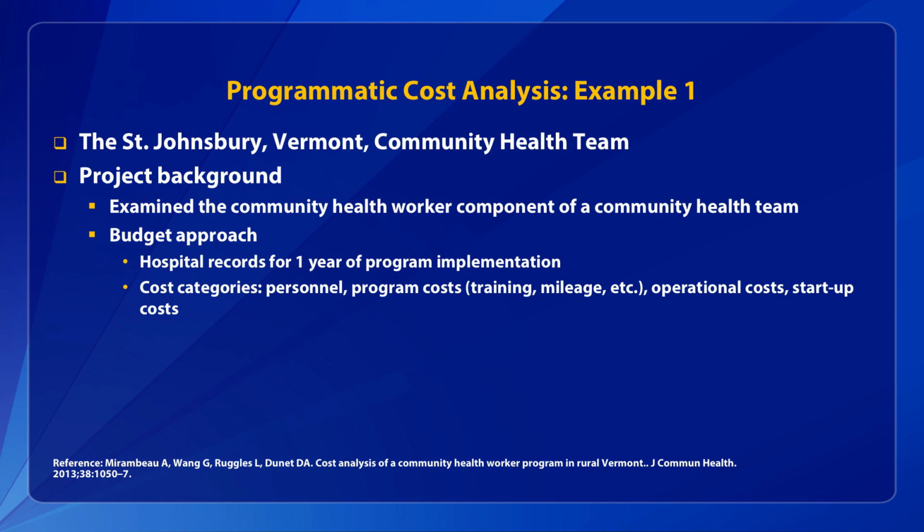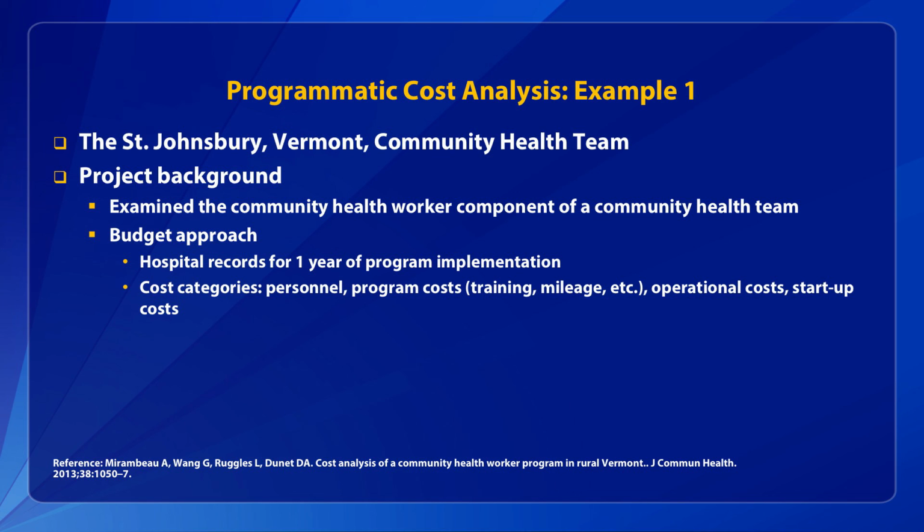Here is an example of a programmatic cost analysis of the Georgia Stroke and Heart Attack Prevention Program. Data were obtained from hospital records that allowed for assessing program costs. The authors relied on a retrospective review of the budget data available to measure costs in 4 areas: personnel, program costs, training, mileage, etc., operational costs, and startup costs. The following article can be referenced for further detail on the outcomes of this study.